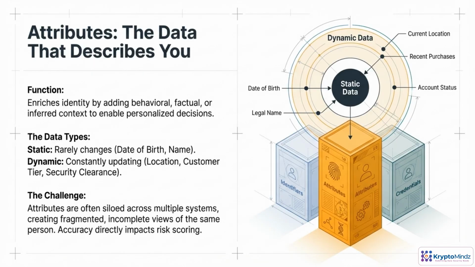Attributes are the rich details that turn an account into a real person in a system. They describe who you are, what you do, and sometimes what you're likely to do next. Static attributes barely change: your legal name, date of birth, maybe a national ID number. Dynamic attributes constantly move: your current location, account status, spending patterns, even risk scores. Modern products depend on these for personalization and fraud detection. But when attributes are scattered across silos, decisions become slower, less accurate, and sometimes unfair.